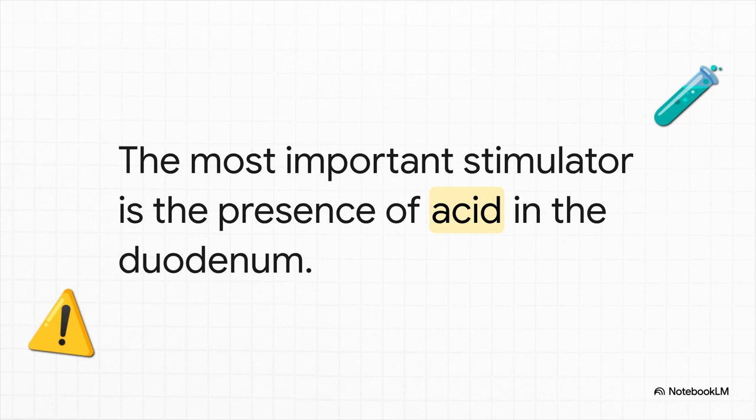Secreted by the S cells, secretin is the factory's primary emergency responder for pH levels. The absolute biggest stimulator for secretin is just the presence of acid in the duodenum. The delicate lining of your small intestine simply cannot handle that harsh stomach acid, so when secretin detects it, it has to act incredibly fast.